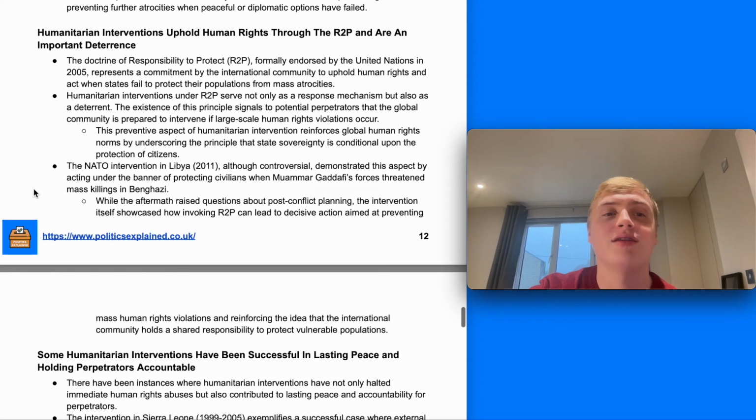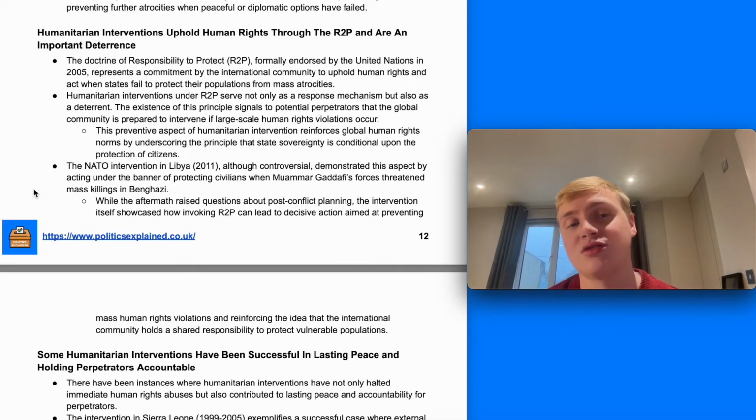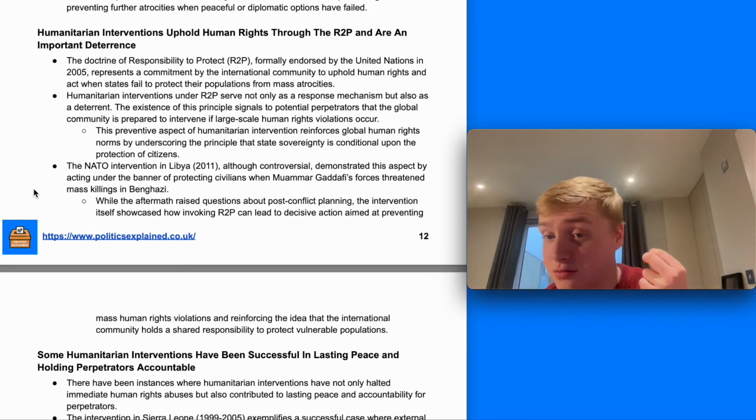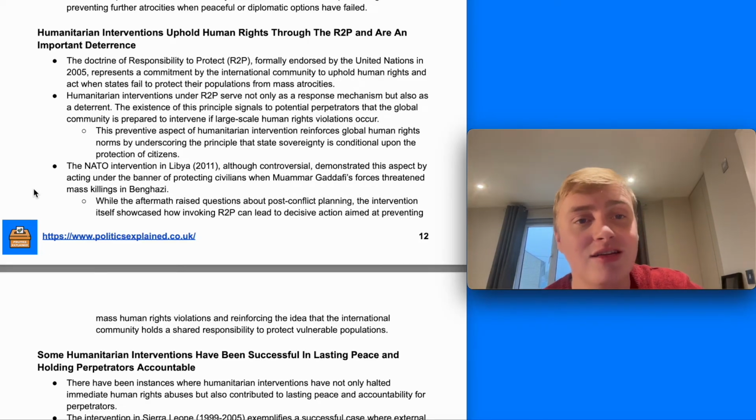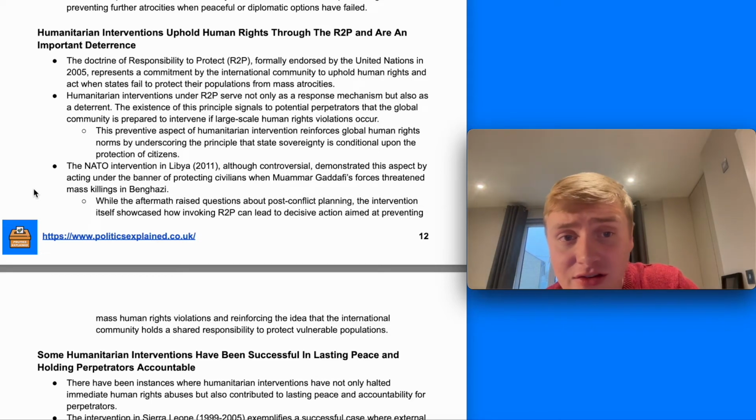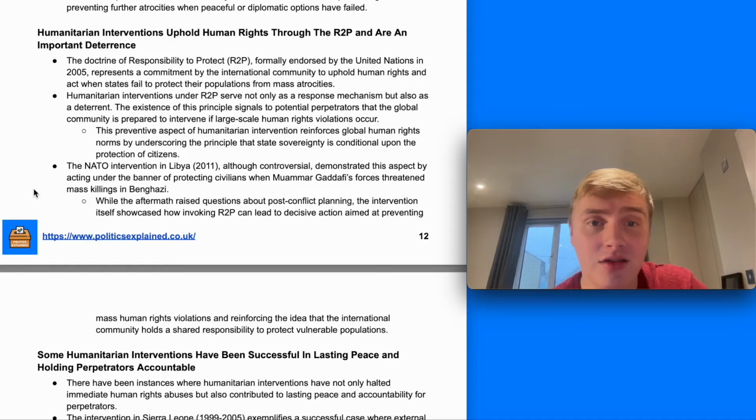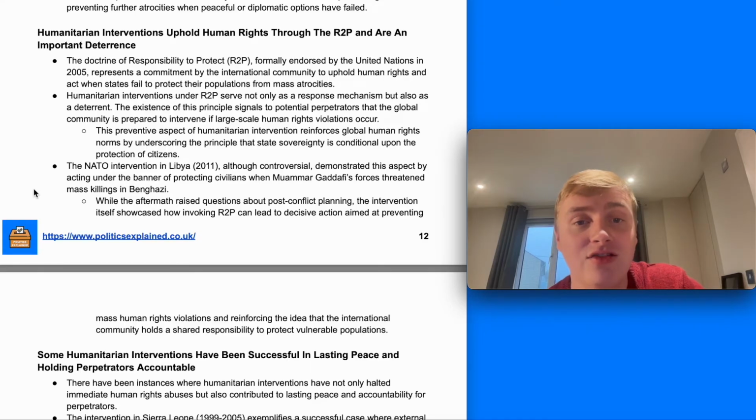Secondly, it can be argued that humanitarian interventions uphold human rights through the responsibility to protect doctrine and are an important deterrent. So the R2P, and the fact that it's been formally endorsed by the United Nations, represents a commitment, or did represent a commitment, by the international community to uphold human rights and act when states fail to do so. Humanitarian interventions serve not only as a response mechanism, but also as a deterrent, and the existence of this principle signals to potential perpetrators, or did at the time, that the global community is prepared to intervene if large-scale human rights violations occur.